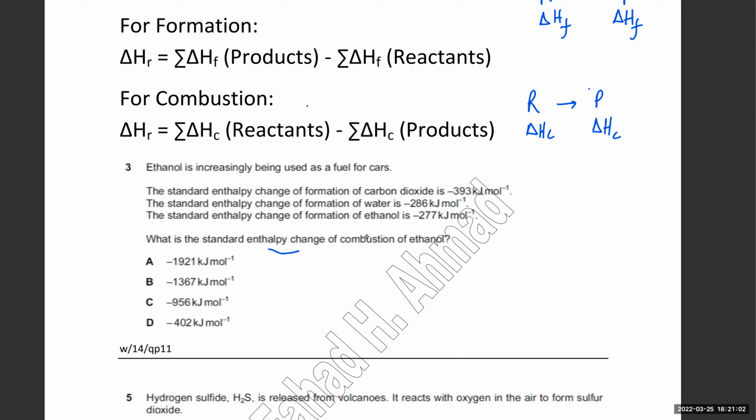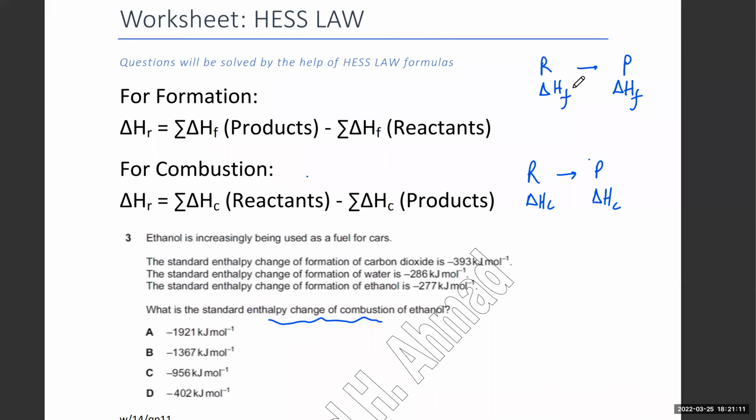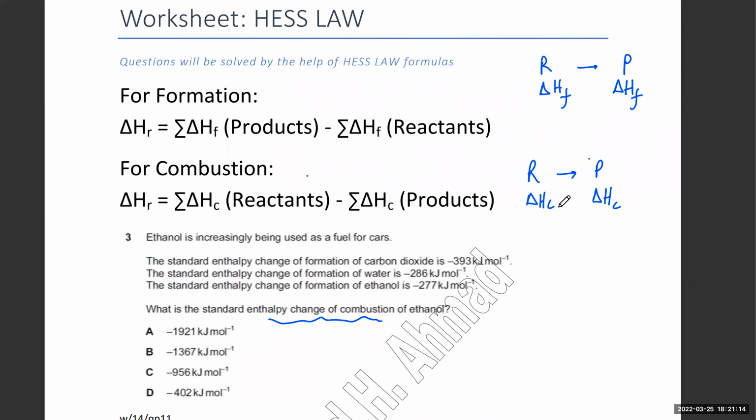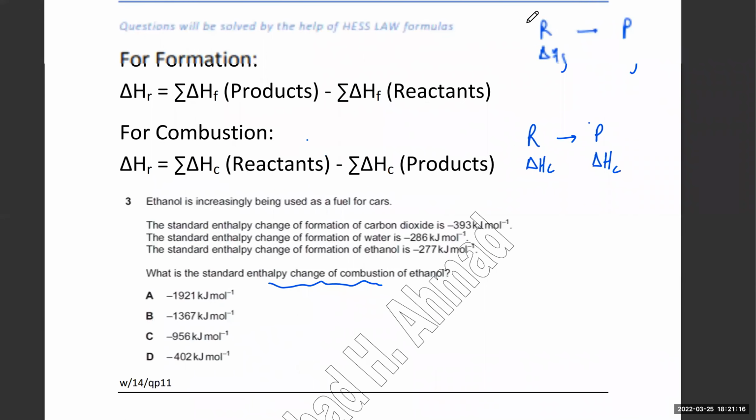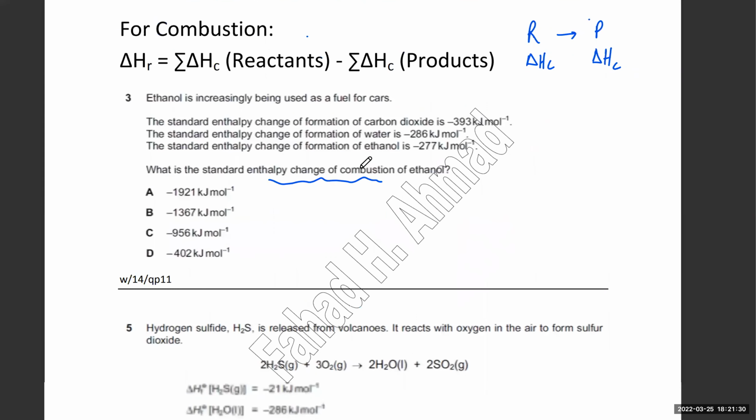So this one: what is the standard enthalpy change of combustion of ethanol? First, write down the equation. Remember, don't focus on what they're looking for. Focus on what data is given. Are you given enthalpy of formations or enthalpy of combustion? The equation itself is irrelevant. What are the reactants? What are the products? It's completely irrelevant. So over here, don't get confused. They're looking for the enthalpy of combustion. We don't care about this thing.